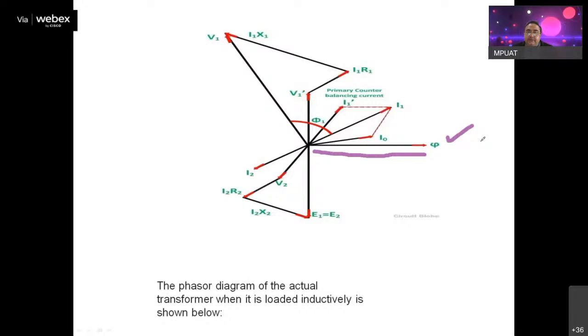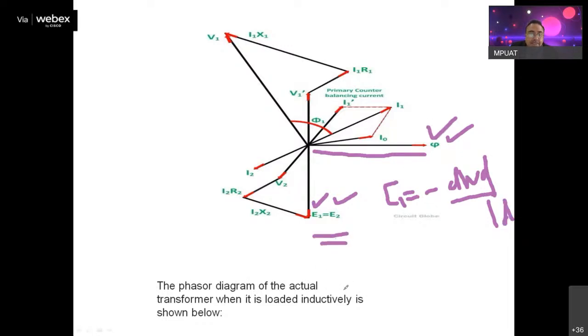This flux phi will produce an induced EMF. This induced EMF opposes the cause, therefore it is shown in the downward direction, E1 and E2. They will lag behind the flux, because the induced EMF is minus N d phi by dt. This minus sign puts them in the downward direction. So flux phi is at 0 degree, and E1 and E2 are being produced. Clear? Induced EMF is produced.